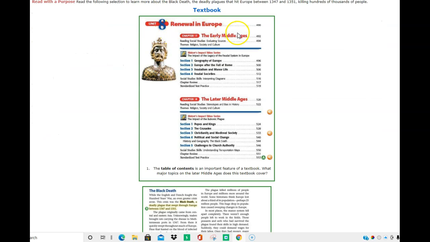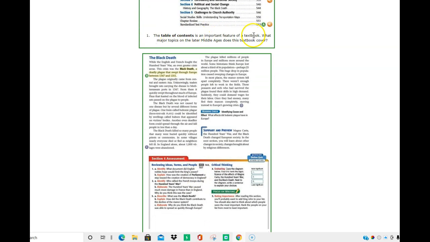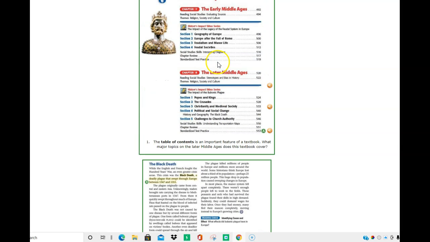Renewal in Europe, Chapter 1, the Early Middle Ages. These are the sections here. Later Middle Ages. The table of contents is an important feature of a textbook. What major topics on the later Middle Ages does this textbook cover?